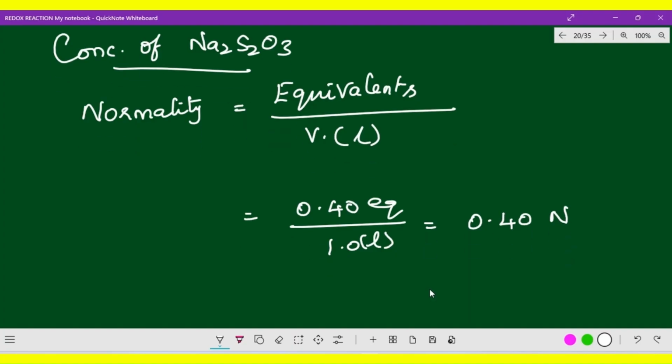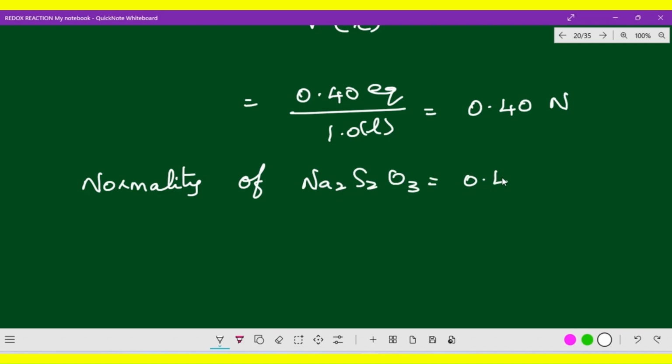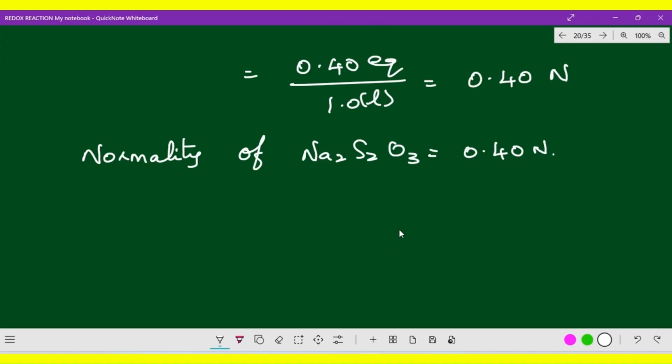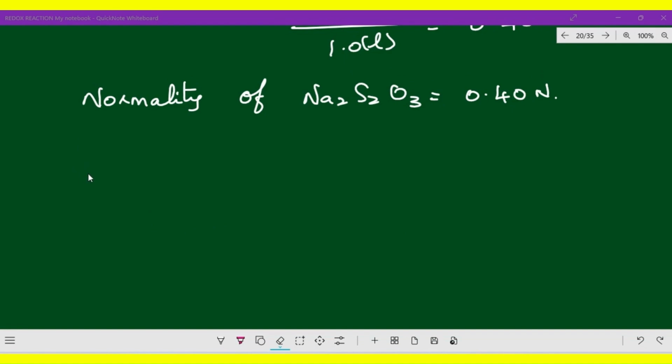So we found the normality, so it will be easy to identify the molarity. Here the normality of the thiosulfate solution Na2S2O3 is 0.40 N. Right. Now, next one: titration against iodide, which I just mentioned in the question. Here, titration of I minus with Na2S2O3.